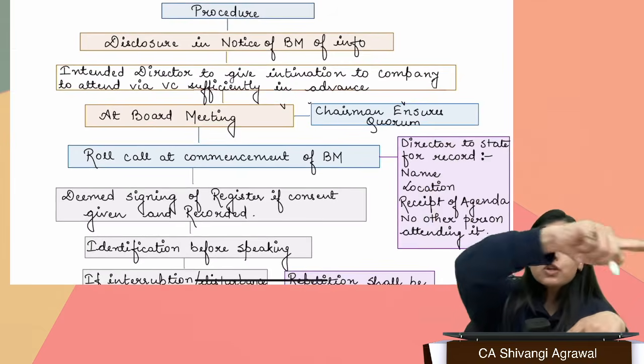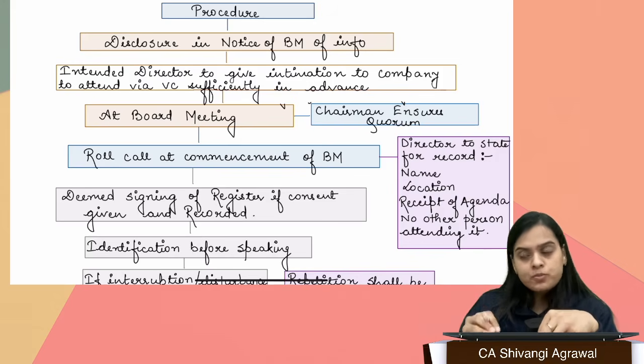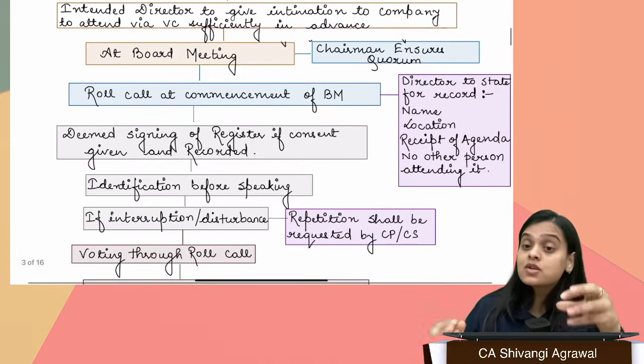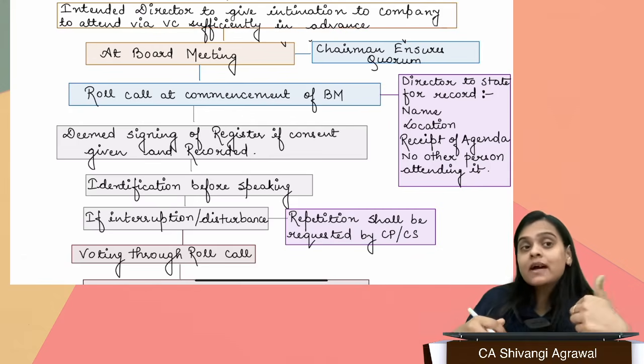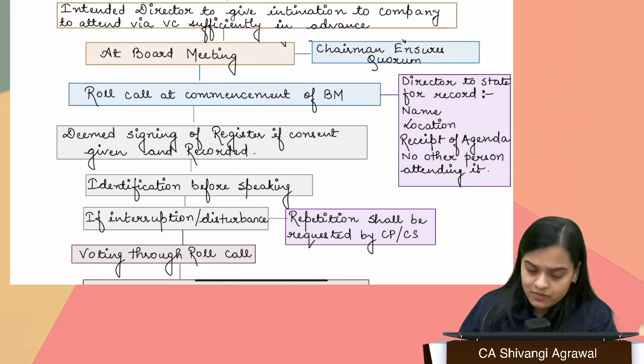Now, when I talk about the procedure, the first thing is you're sending notice to all the directors. In the notice, you clearly specify that you also have an option to participate through AV means. Now, whoever director is interested to participate through AV means will give his intimation in advance that yes, I will be willing to participate through VC or AV, right?